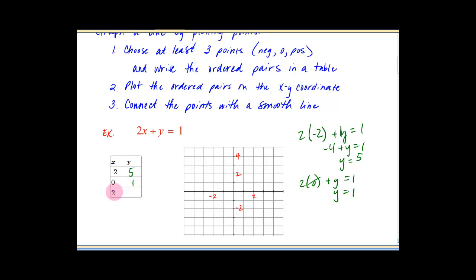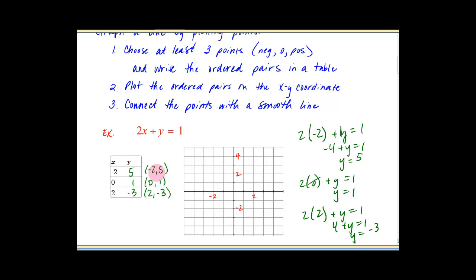Okay, and now let's choose +2. So I take 2, plug it in for x, 2 times 2 plus y equals 1, 4 plus y equals 1, I'm going to subtract 4 from both sides, y is equal to -3. So let's put a -3 over here. Now remember, these numbers right here are the ordered pairs: -2, 5; 0, 1; and 2, -3. They form the points that I'm now going to graph.